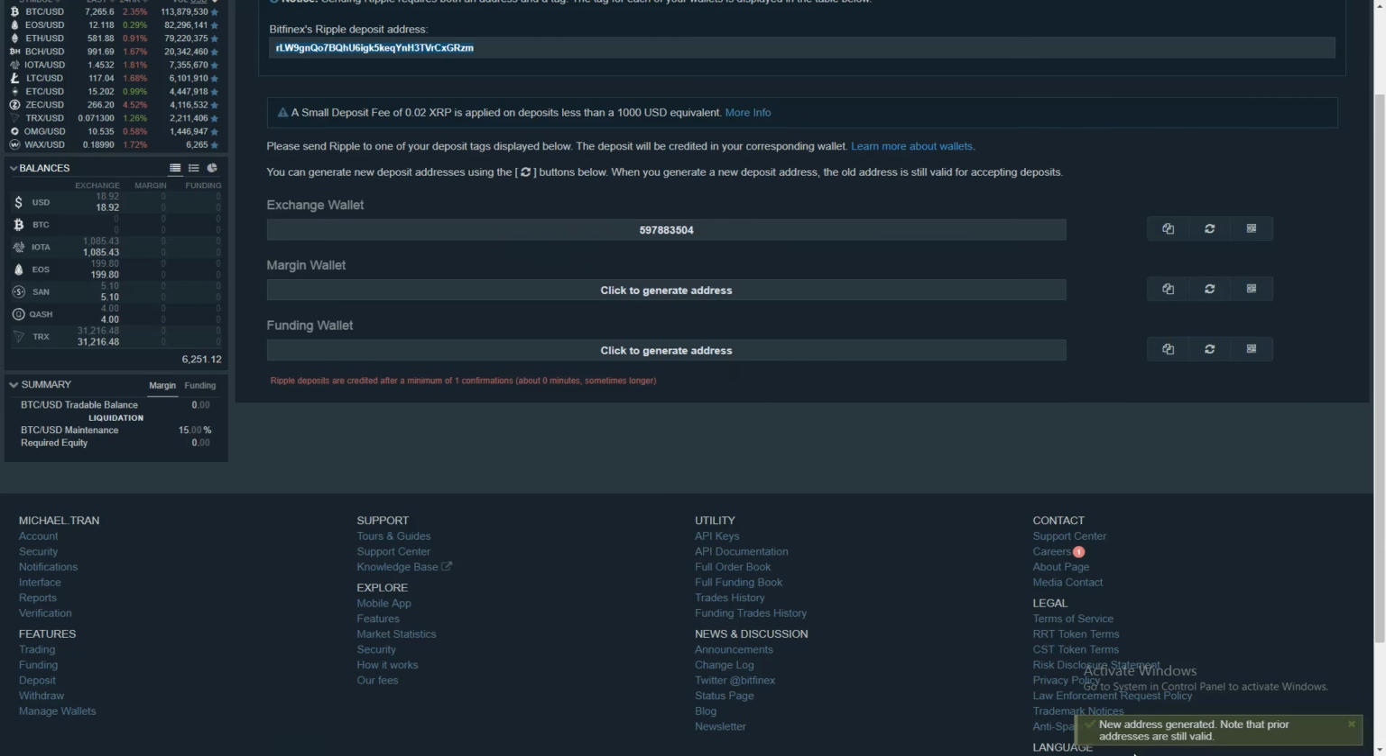Now it does say here, obviously, previous addresses are still valid. So if you do have a previous transaction or a previous address, you want to send more money in, by all means. For those of you who want to send me some Ripple, go ahead and plumb in that wallet and give me some Ripple. I'm more than happy for that, but I don't expect any of you to do that.